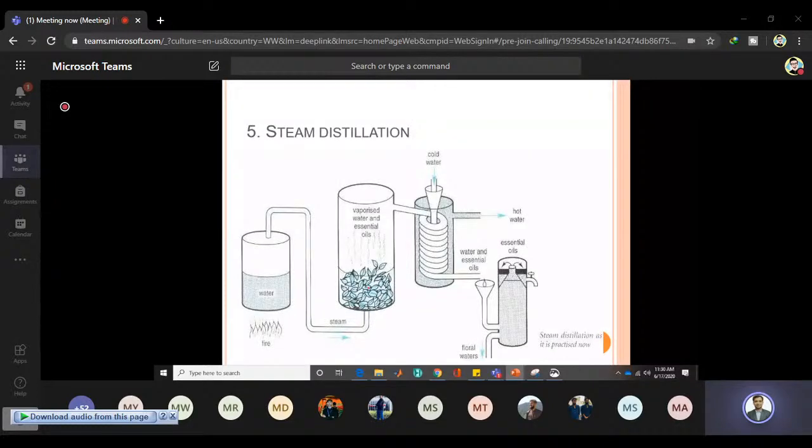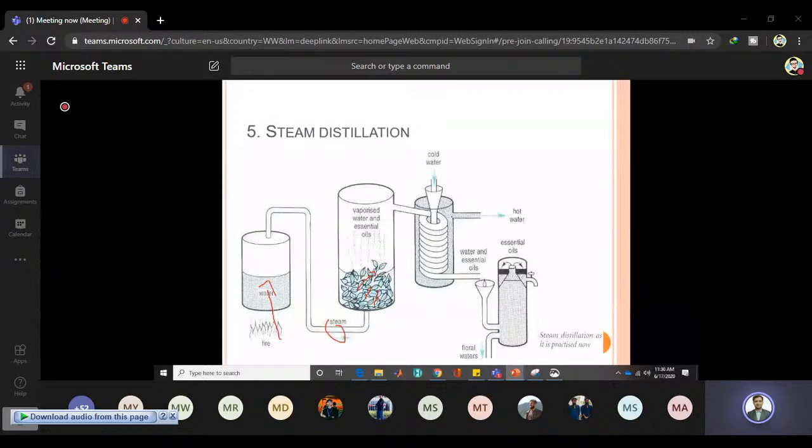For example, you have water here. You need to have water or steam, you can use either of them. If you're using steam, you need to heat up this water, and when you heat the water, you get steam. Now you have some leaves here. If you want to extract some aroma, water and essential oils vaporize. Now the oils from these leaves or herbs will be extracted by using this steam.